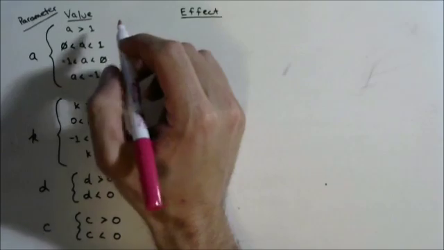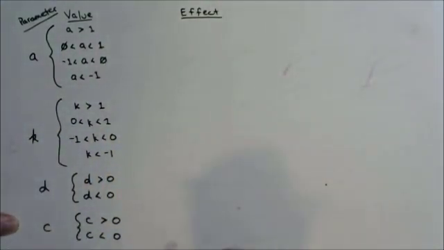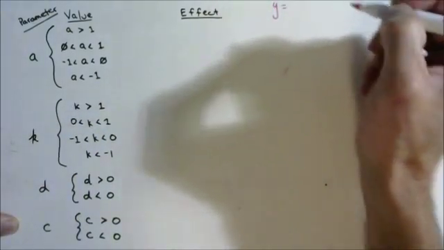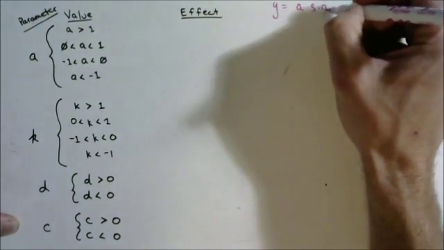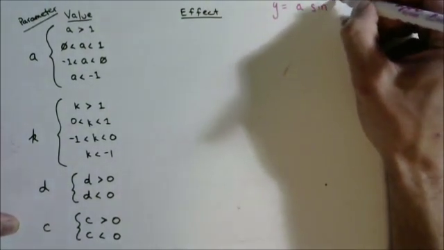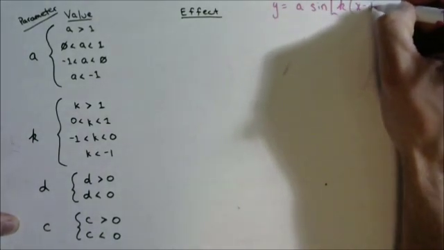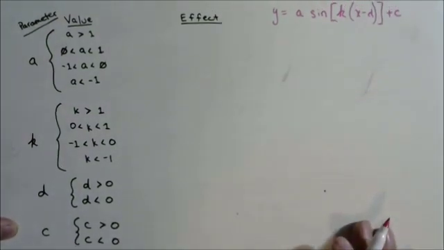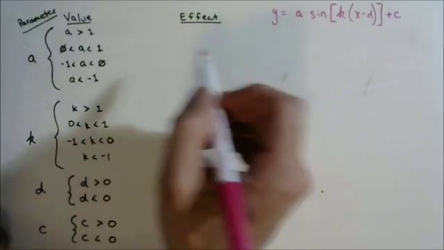If A, so that's the multiplier out front, maybe we should write down the equation. We're not going to have any space anyway, but maybe I'll write it up here. We've got y equals A times the sine of k x minus d plus c. Okay, there's our basic equation for transformations on a sinusoidal function. Okay, so now we know what we're talking about.